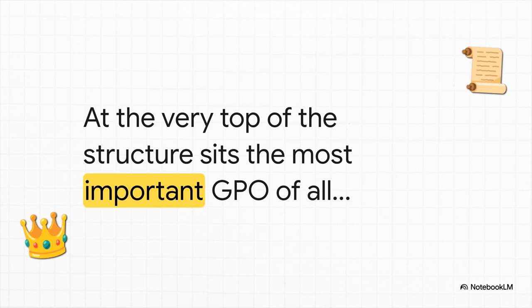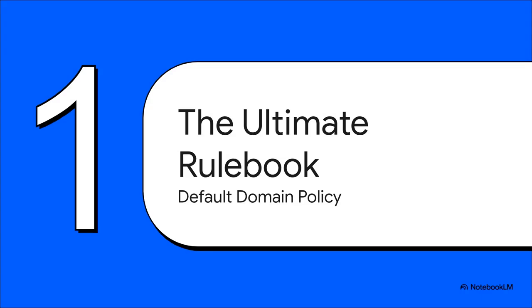But way up at the very, very top of this entire hierarchy, there is one single GPO that rules them all. And that is the default domain policy. This one is linked to the entire domain. That means, by default, its rules apply to every single user and every single computer on the network. It's not just a rule book, it's the Constitution. It is the foundational law for the entire digital organization.